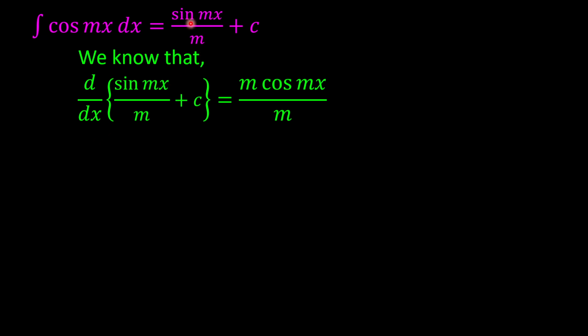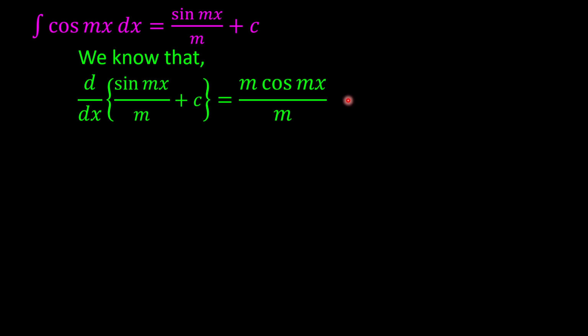Here the right side is sin mx by m plus c, so I write it here and differentiate it with respect to x. That means d dx of sin mx by m plus c. Here the derivative of sin mx is m cos mx, and in place of m I write m here. Since c is a constant term, the derivative of c with respect to x will be 0, so I put nothing on the right side for it.